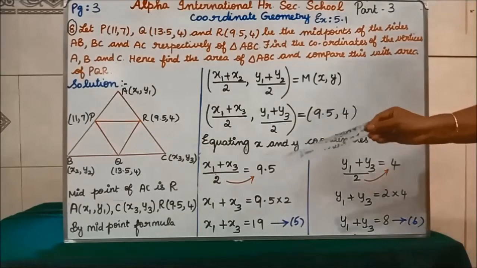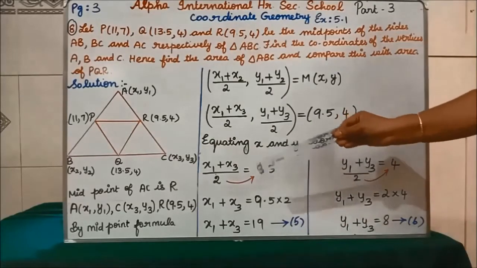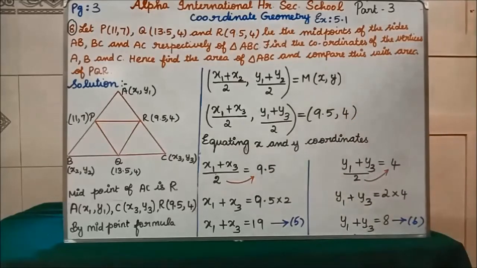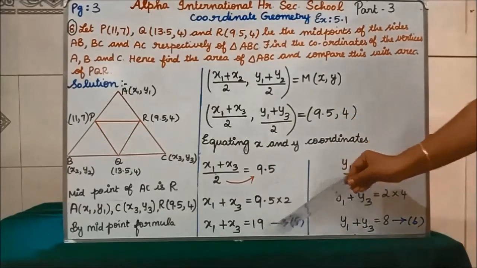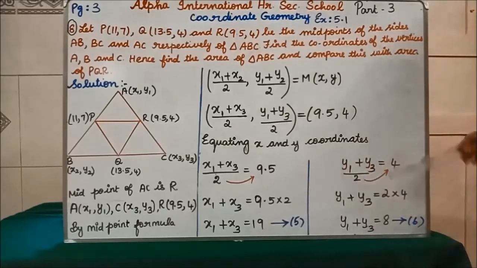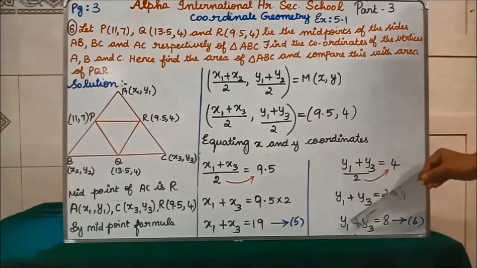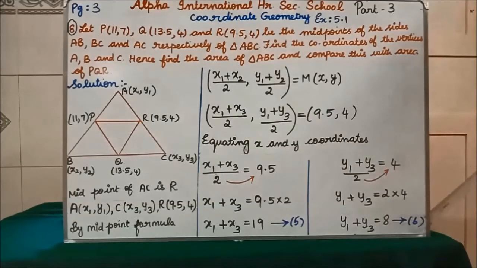So (x1 plus x3)/2 equals 9.5, and (y1 plus y3)/2 equals 4. Now x1 plus x3 equals 9.5 into 2. If you multiply, we get x1 plus x3 equal to 19. Similarly, (y1 plus y3)/2 equals 4. Cross multiply, 2 into 4 is 8, so y1 plus y3 equals 8. Mark this as equation 6 and this as equation 5. So, students, we have found the sides AB, BC and AC. Totally we have 6 equations.